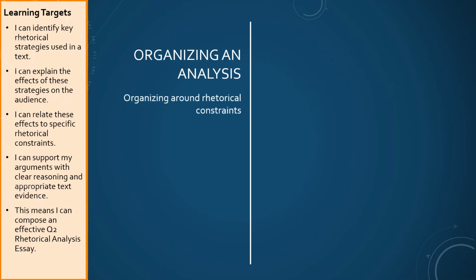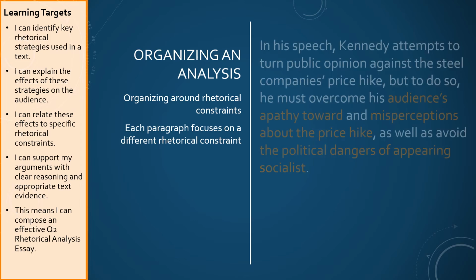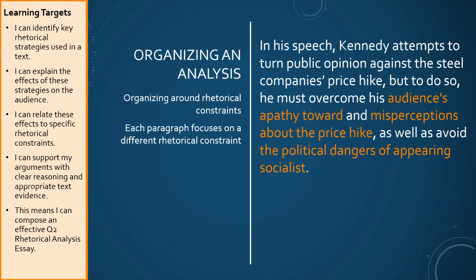Lastly, let's take a look at what an essay would look like that's organized around rhetorical constraints. This is where each body paragraph focuses on a different rhetorical constraint. Those constraints, of course, being the various elements of the rhetorical situation that the author must address. So here's an example of a thesis statement using that organizational pattern. In his speech, Kennedy attempts to turn public opinion against the steel company's price hike. But to do so, he must overcome his audience's apathy toward and misperceptions about the price hike, as well as avoid the political dangers of appearing socialist.